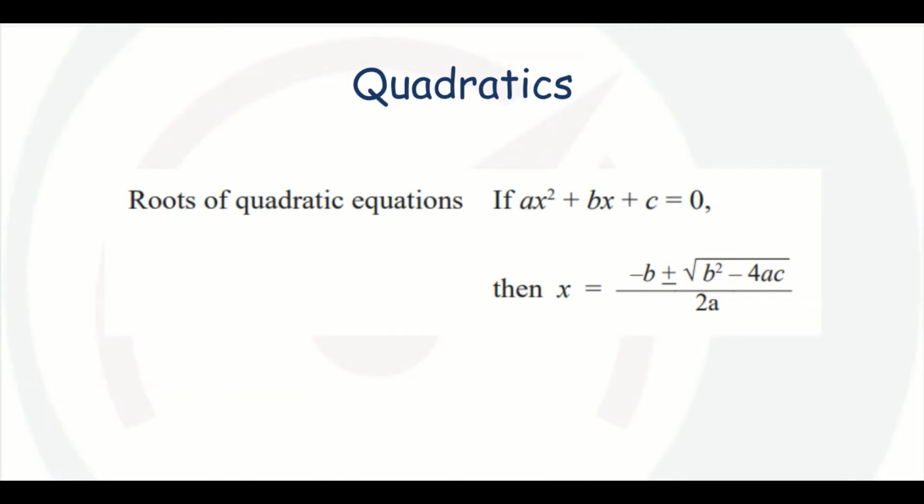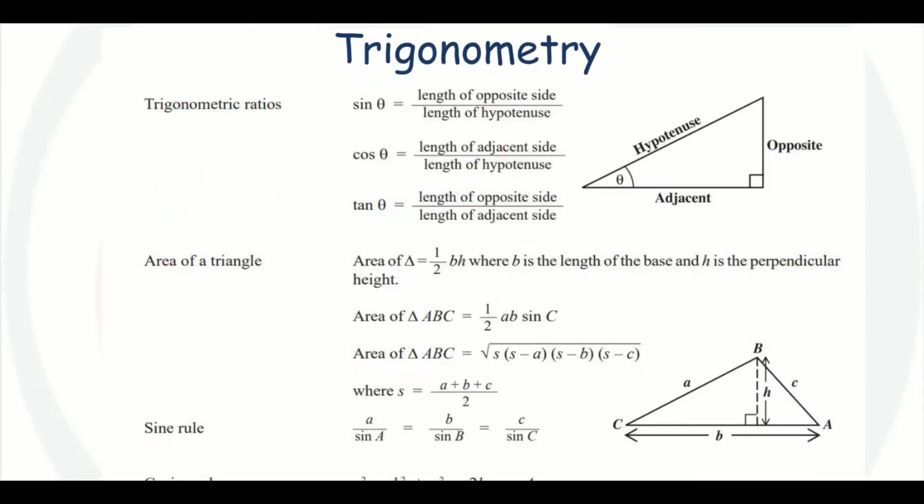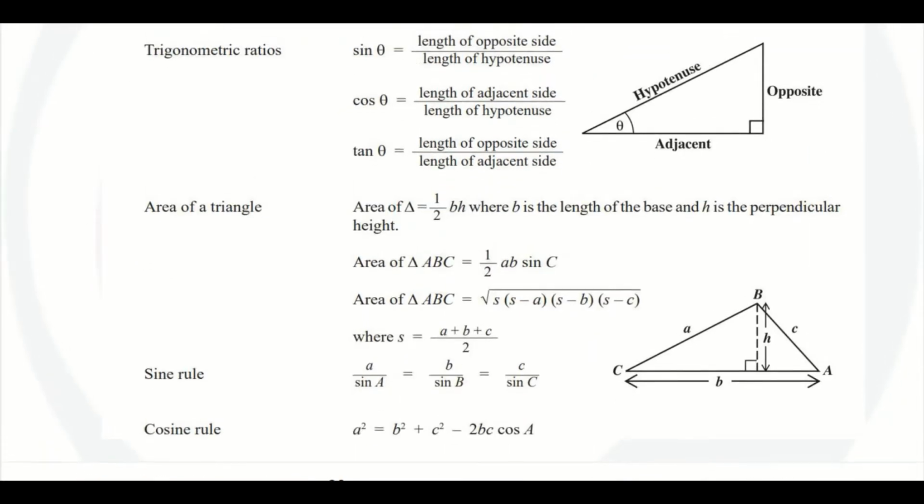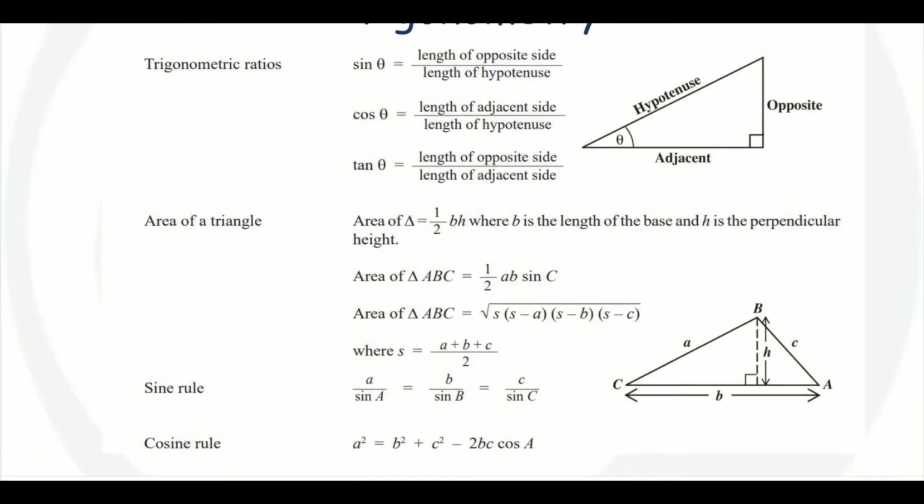And the trig formulas, where we have the trig ratio formulas, the area of a triangle, whether it's a right-angle triangle or a non-right-angle triangle, the sine rule, and the cosine rule. So: sine rule, cosine rule, area of a triangle, the trig ratios.